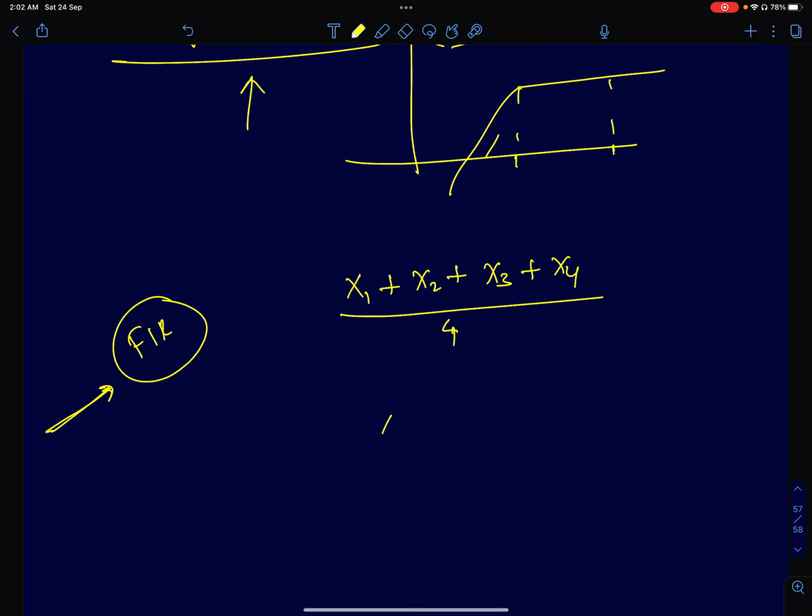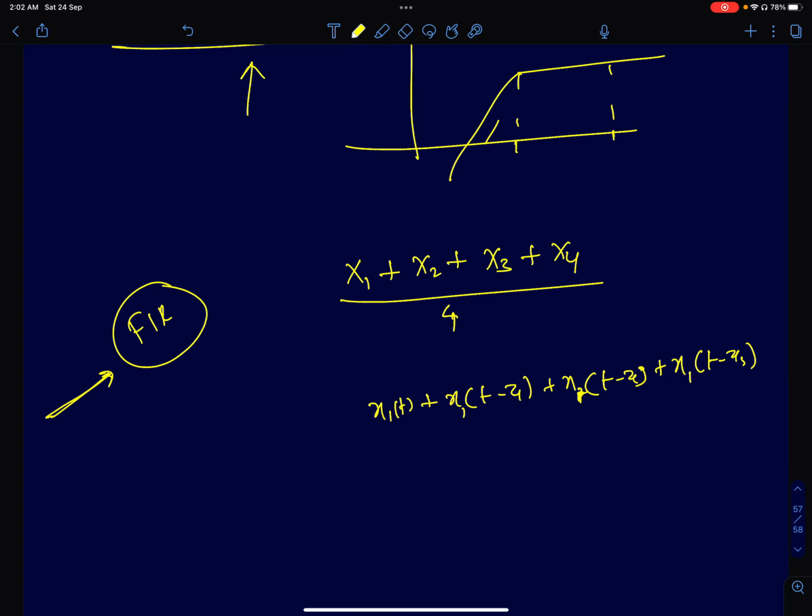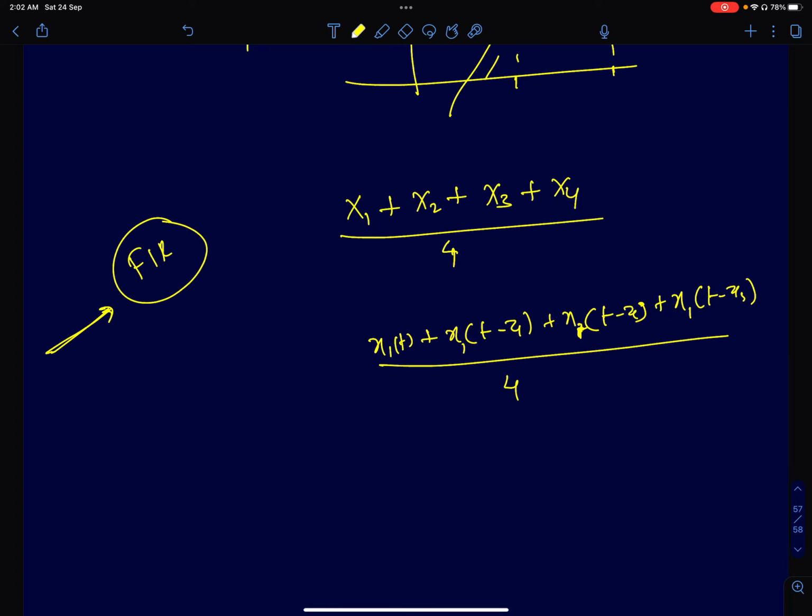I'll write it in the time domain. So I have x1 of t minus tau 1, x1 of t minus tau 2, plus x1 of t minus tau 3. So this is just 4 delays divided by 4. If you write the impulse response, you will easily see it's just a finite FIR filter with 4 taps, with some appropriate coefficients. So that was the motivation.